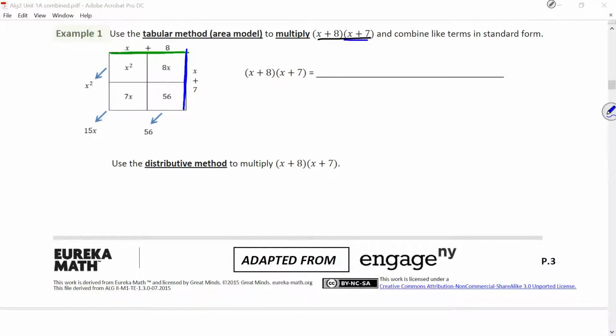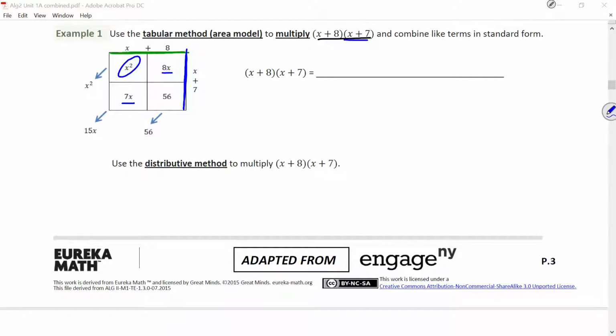This upper left corner is x times x, which is x^2. This upper right corner is x times 8, or 8x. And we have this bottom left corner as x times 7. I'm getting that from the numbers on the sides. And I get 7x. And then in the bottom right, I have 8 times 7, or 56. It's the same process as before, just with some variables like x in there.